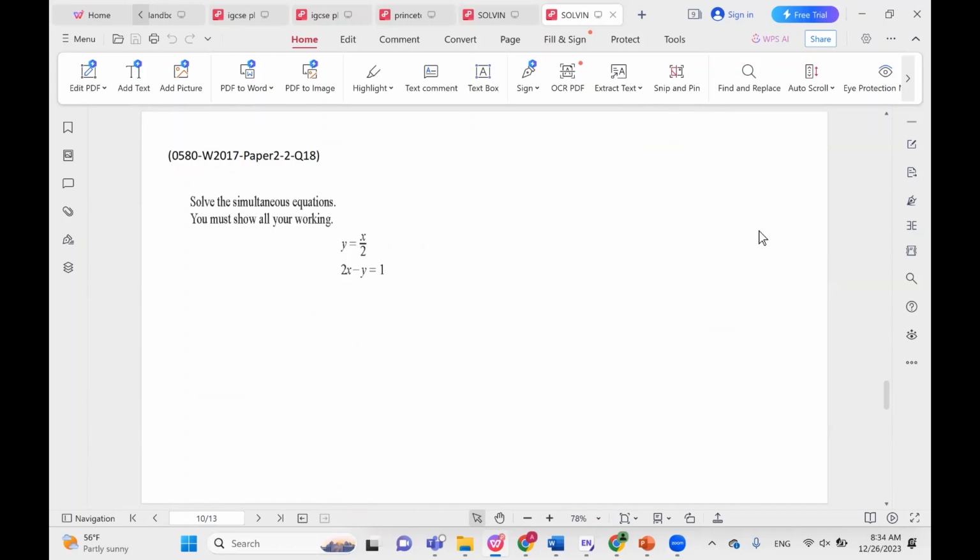Again, here we have two equations, y equals x over 2 and 2x minus y equals 1. Remember, you don't have to write down the explicit steps, but now I'm going to write ISSPC, and I remember isolate, substitute, simplify, plug, and check. So isolating is already done because in the question itself, y is isolated, so I don't need to isolate anything.